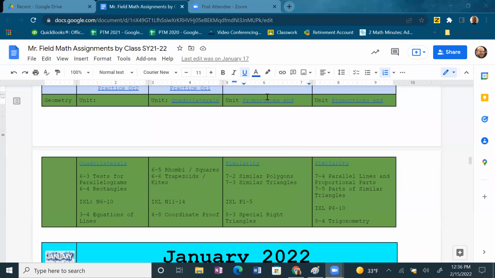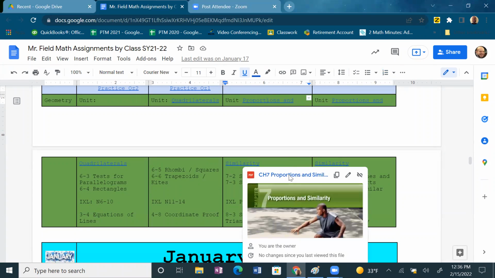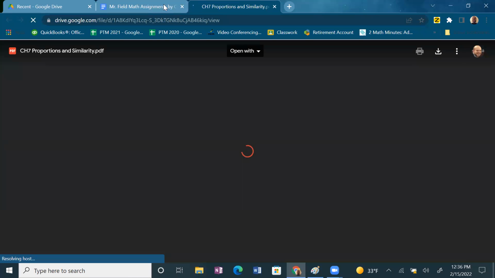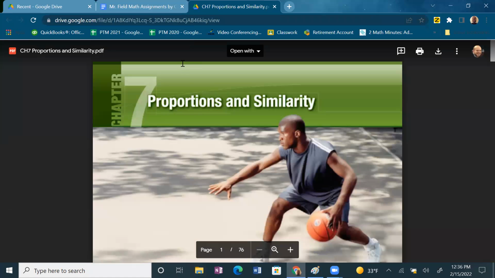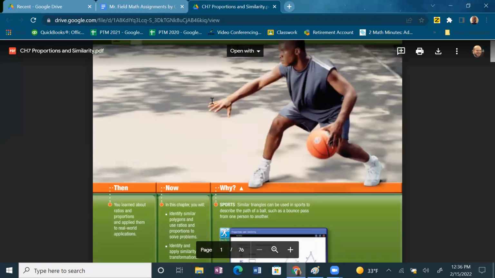All right, so we're going to talk about proportions and similarity. Again, I am grieving a little bit, being away from quadrilaterals. I really enjoyed that, but it's time to move on.